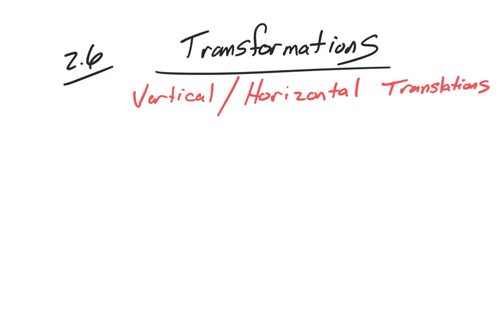are vertical and horizontal translations. Okay, a translation, another word that might sound a little bit more familiar to you is a slide. We're going to slide the graph up, down, left, or right. So when we say vertical and horizontal, vertical would be sliding it up and down, horizontal would be sliding it left to right. So we're just going to take whatever graph we have and we're going to move it some direction, left, right, up, or down.